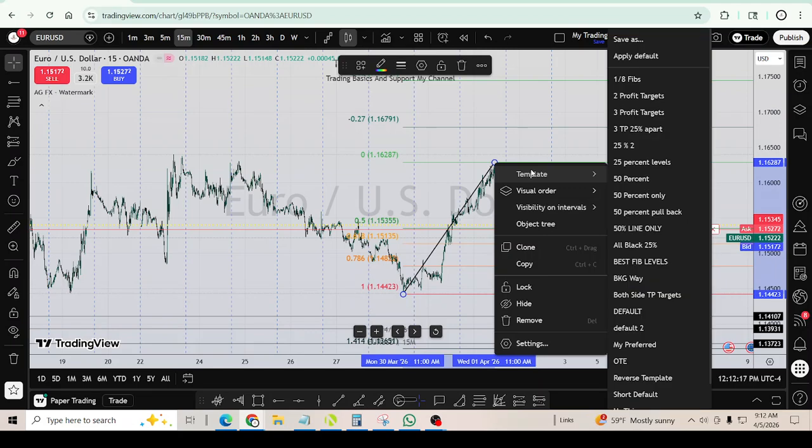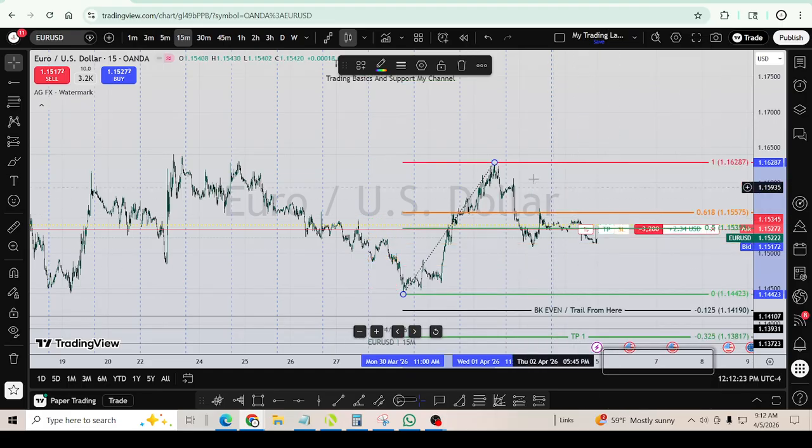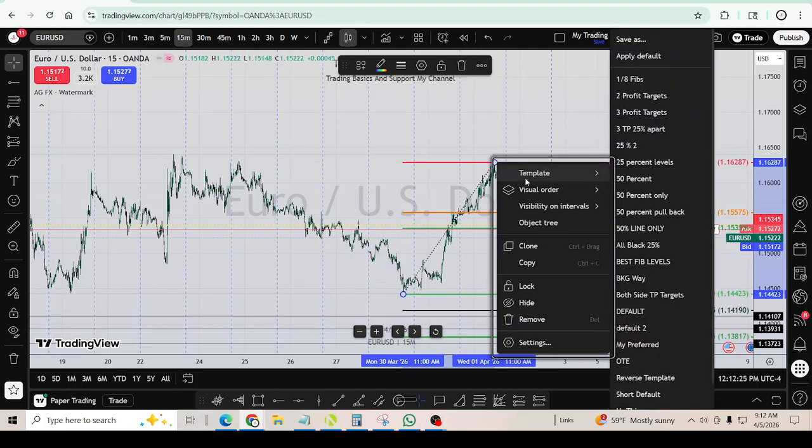Where's this? I'm gonna go here, and then I'm gonna make this my standard default. Sorry for jumping around, you guys. But you can use the Fibonacci tools in many different ways. You can customize it in different forms, different measurements.